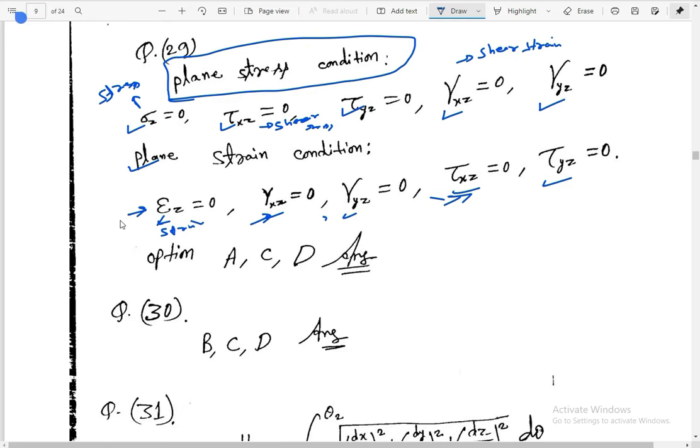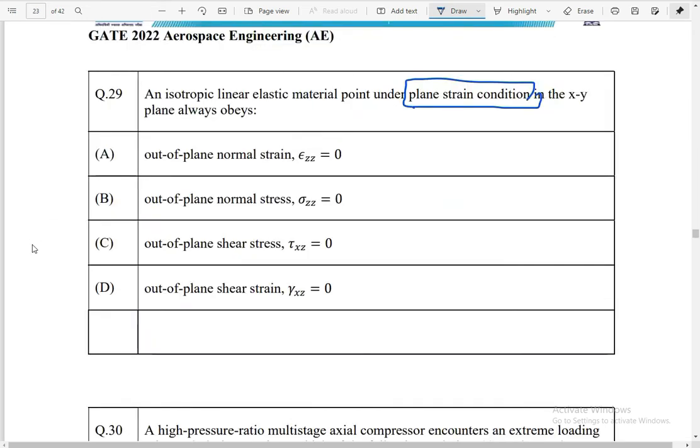Okay, so these are the conditions we must understand and remember for the plane stress condition and plane strain condition. According to that we have A, C, D. Okay, A, C and D. Here you can see the condition. Question 29.